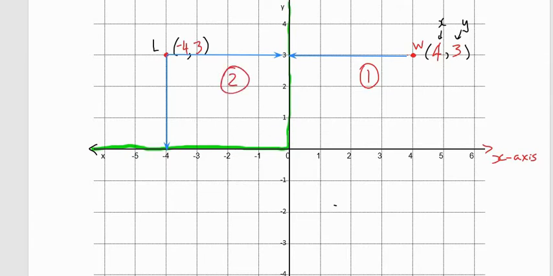Let's go down to the next quadrant. Let's see how well you do with that one. For this quadrant down here, what would be the sign of the x coordinate? Will it be positive or negative? I think it will be negative for the x coordinate and negative for the y coordinate.